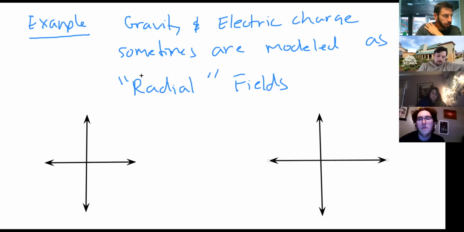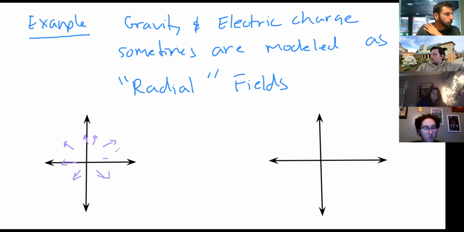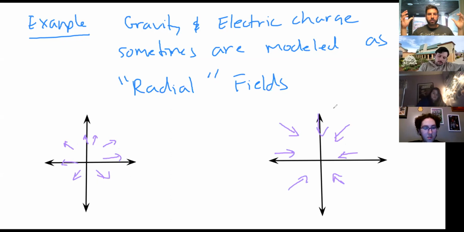So you could get everything that sort of pushes away from the origin, or you can have things that are coming towards the origin. So imagine like an electric charge that's repelling or attracting. Or you could imagine something like the center of the earth pulling everything towards it, a gravitational force.